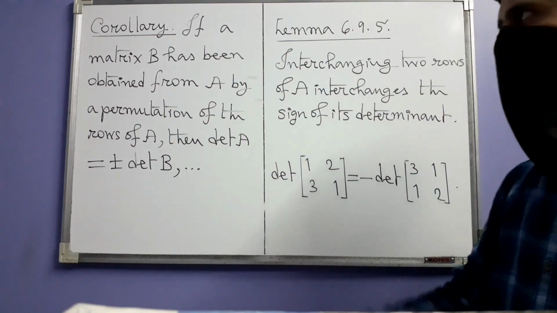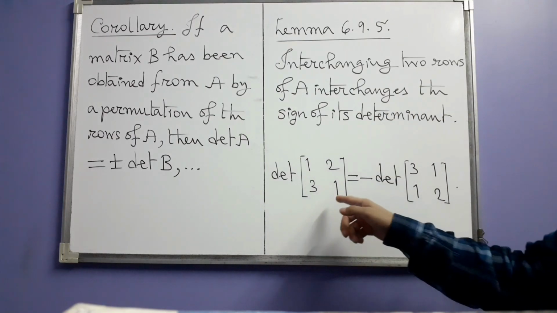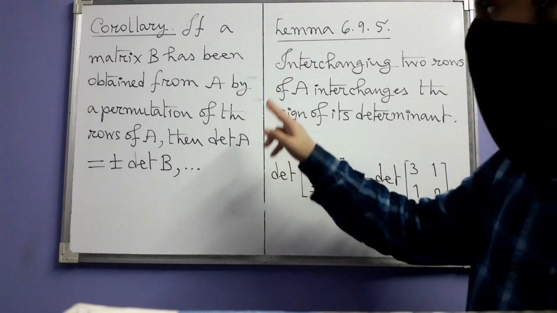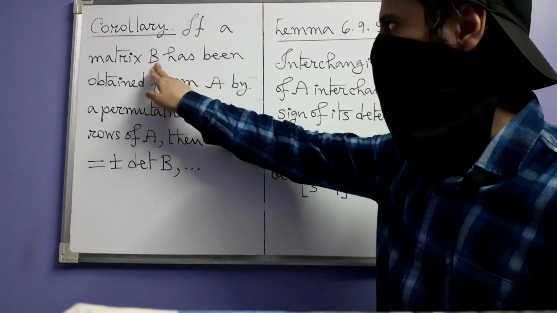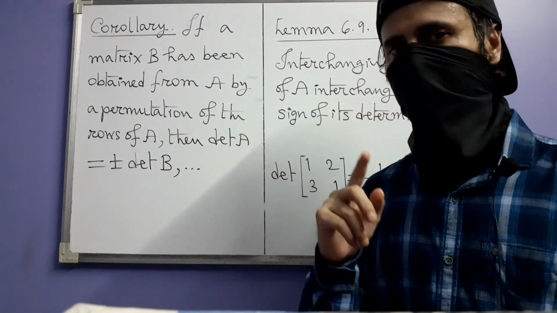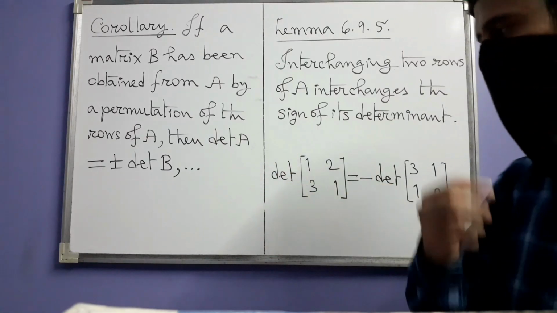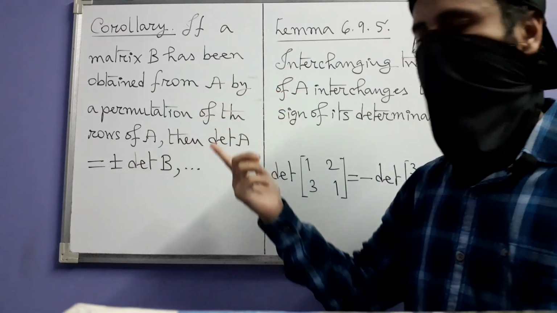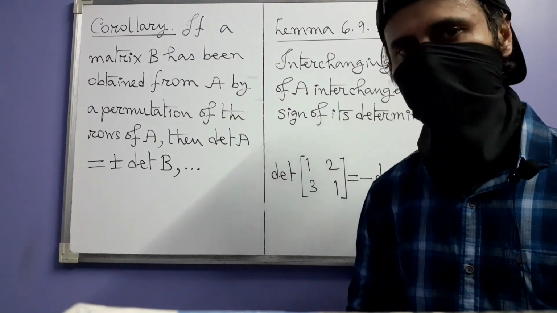And next we have this corollary which follows easily and naturally from this lemma, which tells us that instead of applying a single row interchange to the rows of A, we apply a permutation of the rows of A and obtain the matrix B. Then the determinant of A is either equal to the determinant of B or its negative. And there is something else. Let me just say it. The sign is +1 if that permutation is an even permutation and is -1 if that permutation is an odd permutation.